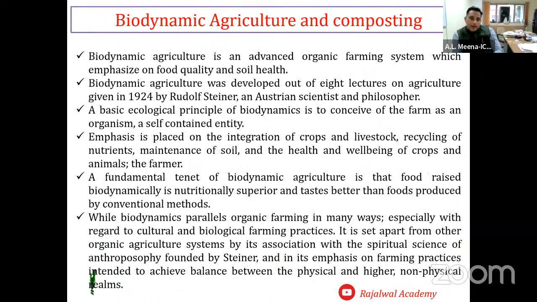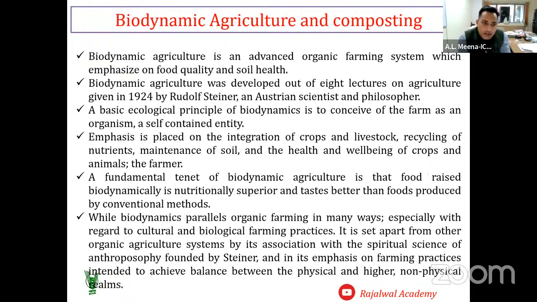Now, this is biodynamic agriculture, which I have covered this year because many questions are coming on biodynamic agriculture also. Biodynamic agriculture is an advanced organic farming system which emphasizes food quality and soil health. Biodynamic agriculture was developed out of the 8 lectures on agriculture given in 1924 by Rudolf Steiner, an Austrian scientist and philosopher. A basic ecological principle of biodynamics is to conceive of the farm as an organism, a self-contained entity.